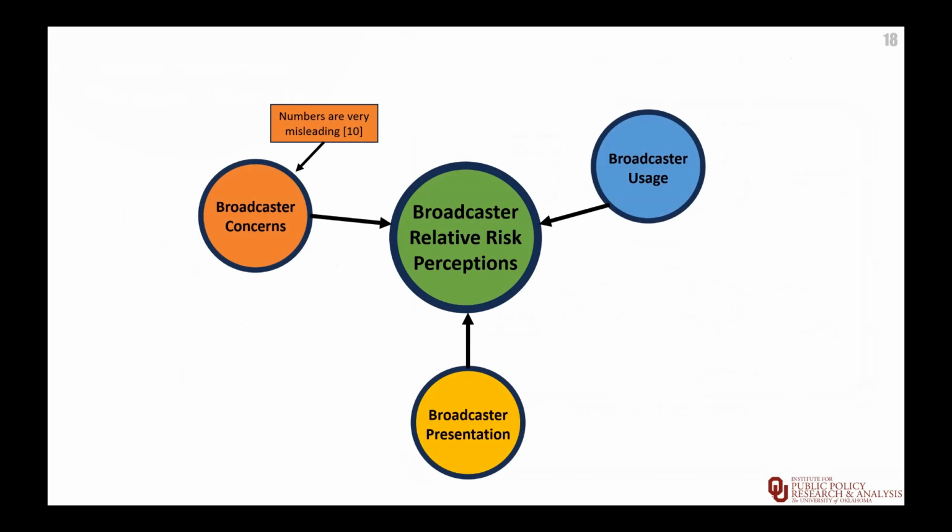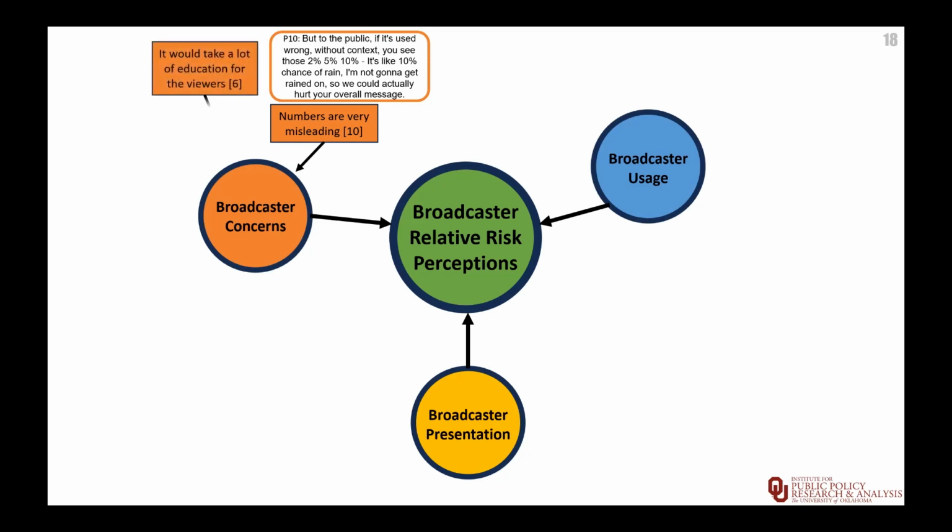For starters, 10 of our 12 broadcasters said that they felt that the numbers, just in general, not just for relative risk, can be very misleading to their audience. You know, if you tell your public that there's a 10% chance of rain, I'm not actually going to get rained on, so that could actually hurt your message if you're saying there's a 10% chance of tornadoes. Broadcasters feel that those absolute risks are a little bit low to show to their viewers.